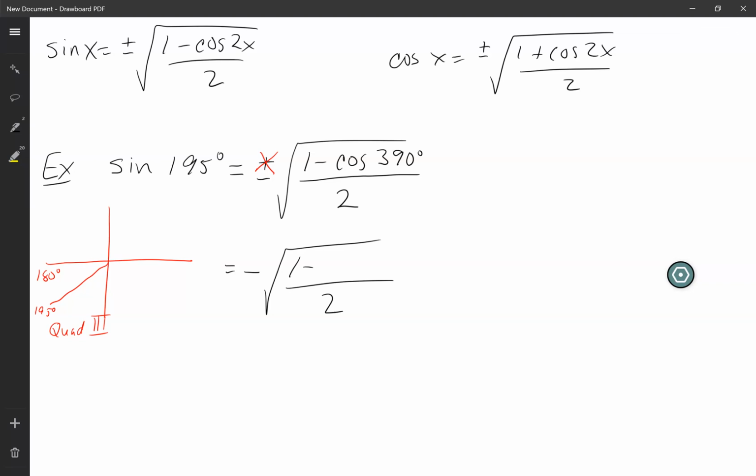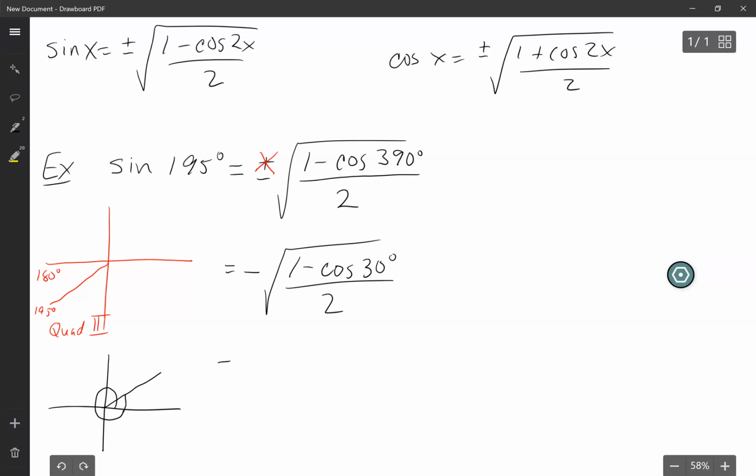I've got to figure out what the cosine of 390 is. All right, so again, thinking about 390 degrees, well, all the way around is 360, so 390 is another 30 past. So this will be the same thing as cosine of 30 degrees. So this is negative square root of 1 minus root 3 over 2, all over 2.